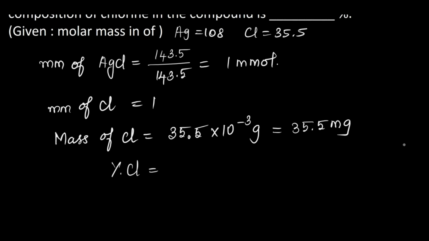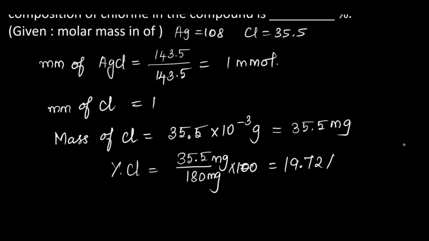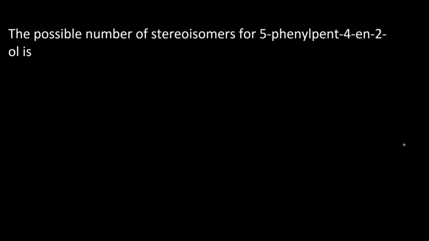Cl by mass, that is 35.5, and total mass, that is 180 milligram, which comes out to be into 100, that will be percentage 19.72 percentage. So nearest integer would be 20 percentage. Okay. Moving on to the next question.